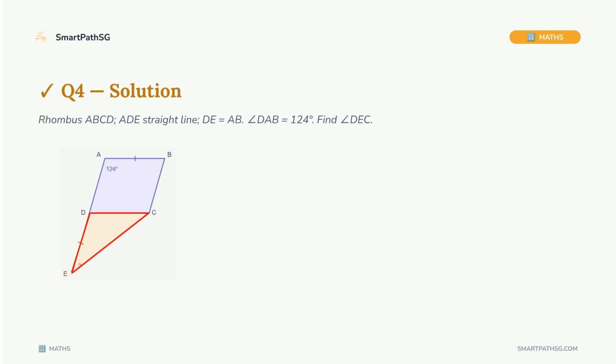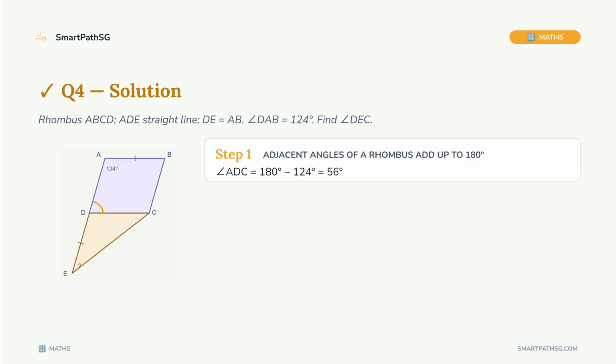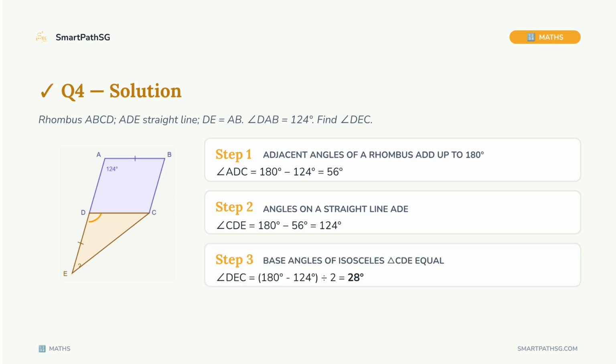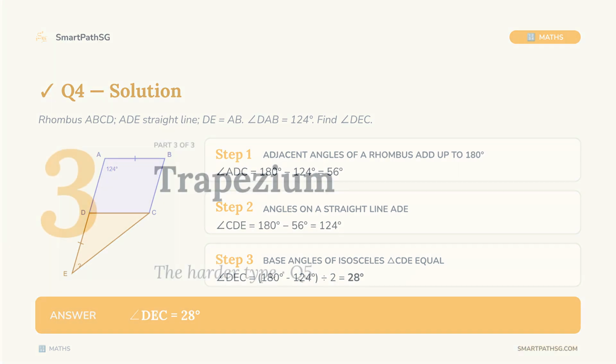Let's first find angle ADC. Since adjacent angles of a rhombus add up to 180 degrees, angle ADC equals 180 minus 124, which equals 56 degrees. Next, find the apex angle CDE, which equals 180 minus 56, 124 degrees. Now we can use the isosceles property that base angles are equal and solve for angle DEC. It is 180 minus 124 divided by 2, which equals 28 degrees.